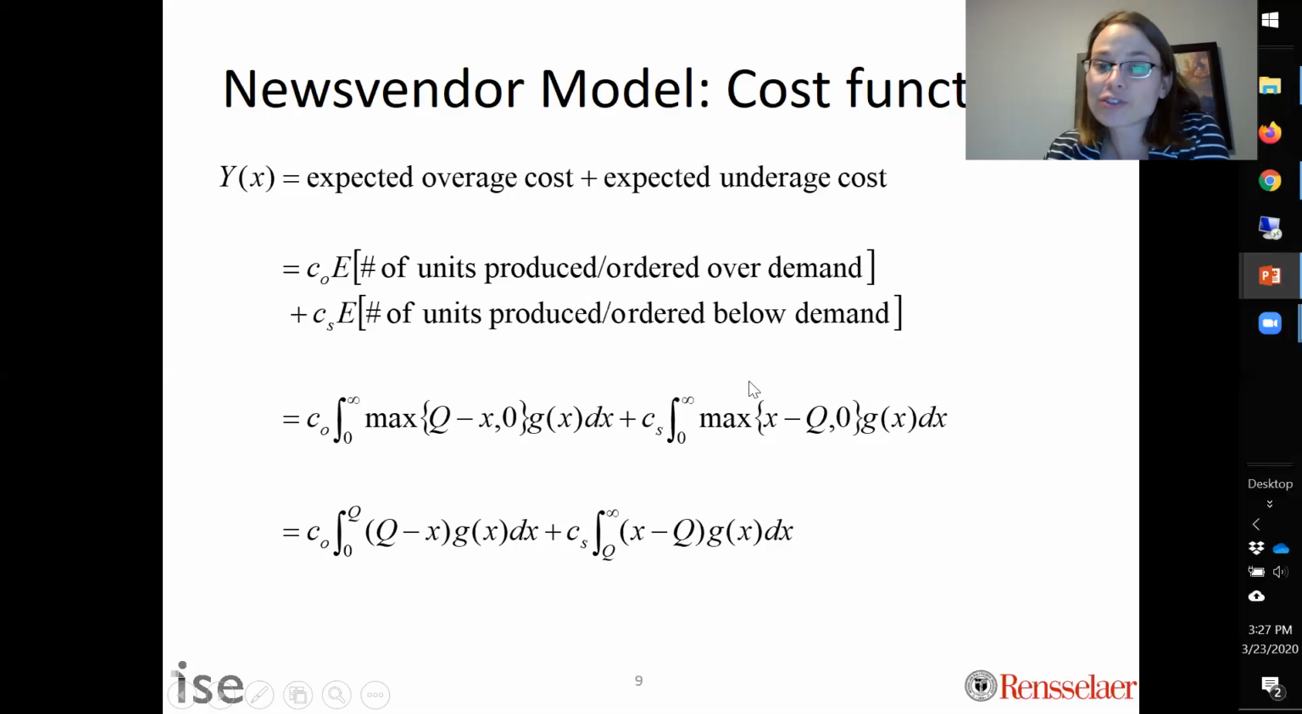On the shortage or underage cost, that happens when X, the demand, is bigger than Q. And remember, these CO and CS are per unit. Then this is the expected value equation for that. Remember, G of X is the demand distribution, the probability mass function. If we then simplify here, we get this second equation.